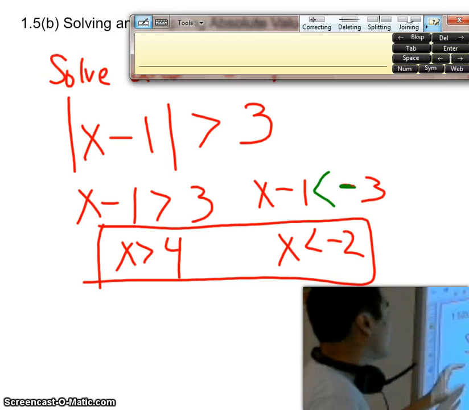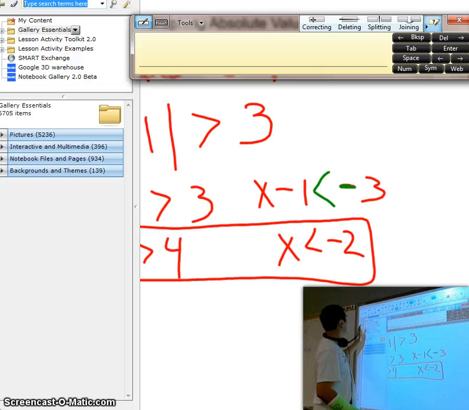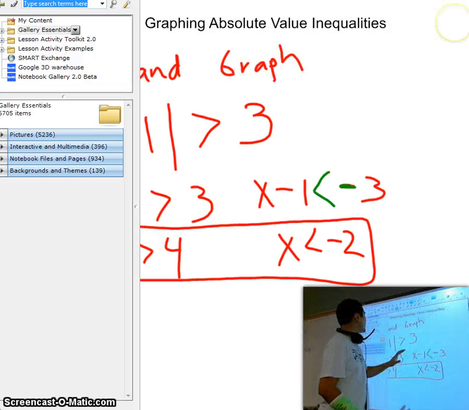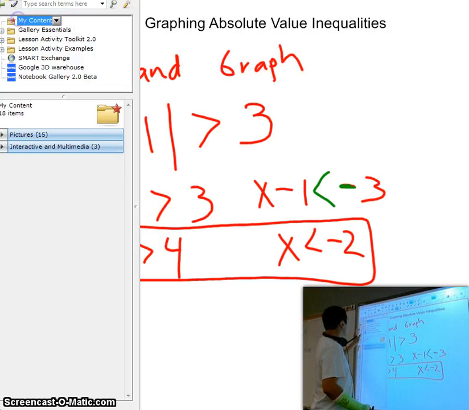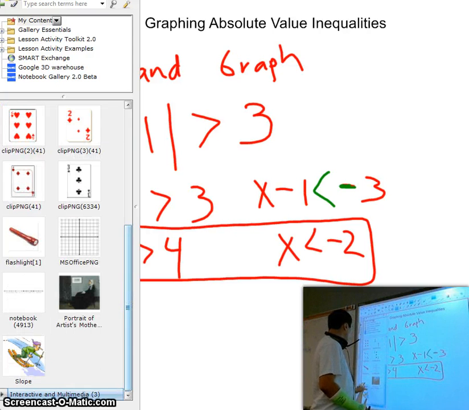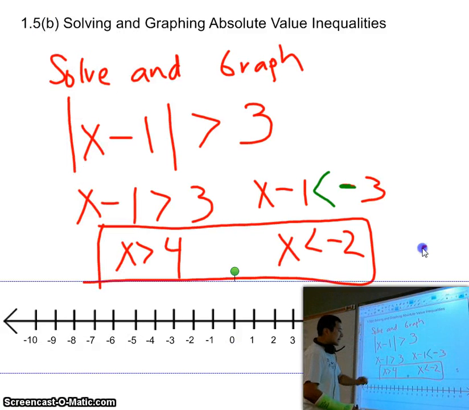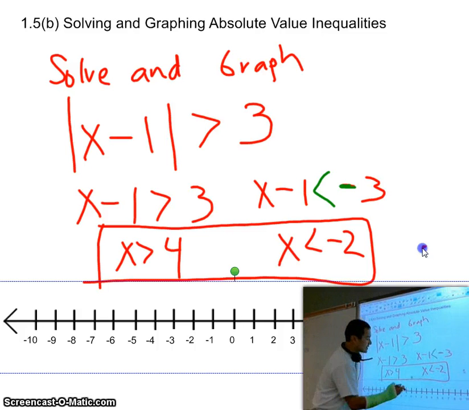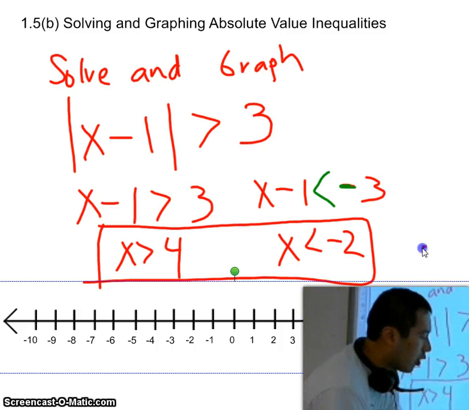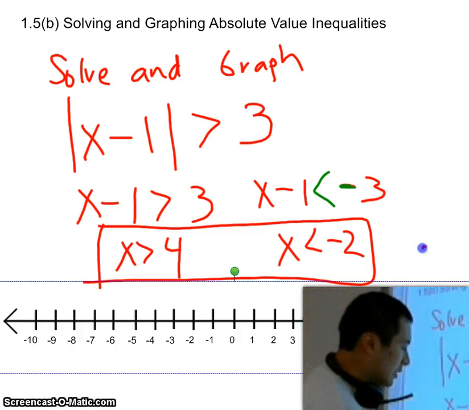Take a look. Let me pull out a graph for you. We're still in one dimension since we only have one variable, so we only have one line. Pull out my line here. So we have a graph. Look at this, x at 4. Is that an open circle or a closed circle at 4? That's going to be an open circle at 4. So we draw our open circle at 4. Then we have an open circle at negative 2.